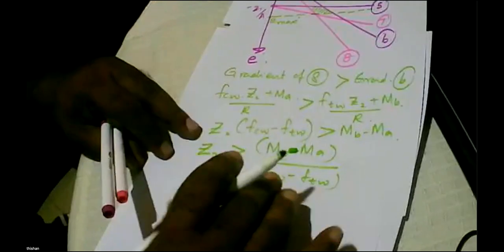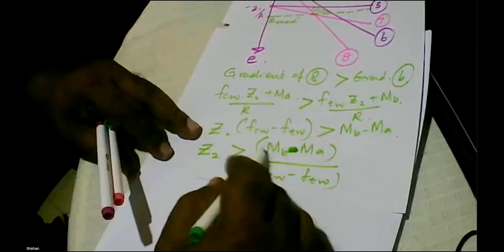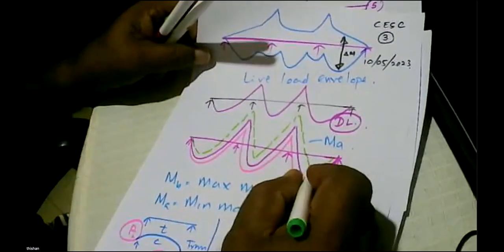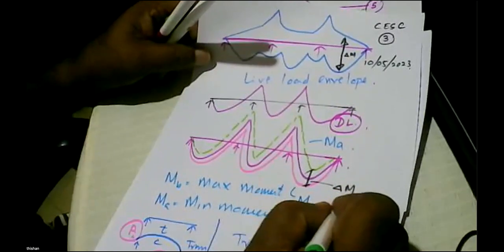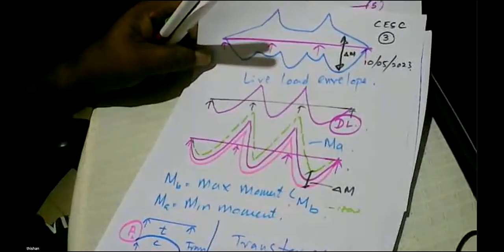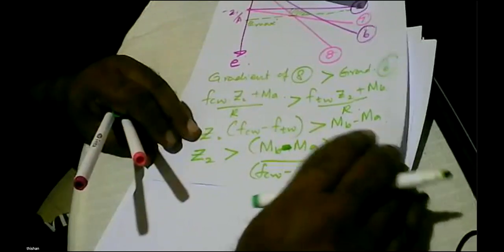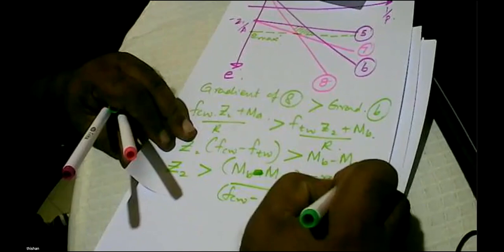Can you see FCW is positive, FTW is negative, so this is a positive quantity. MB minus MA is again a positive quantity. If you look at the bending moment diagram that we have drawn, this is MB minus MA. MB is say 18,000, MA is 10,000, so MB minus MA is 8,000. So z2 should be greater than MB minus MA, which is the range of moment. And how do we get the range of the moment? We get it from the bending moment envelope.